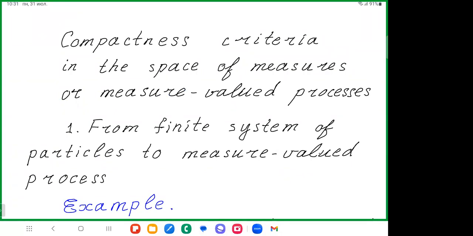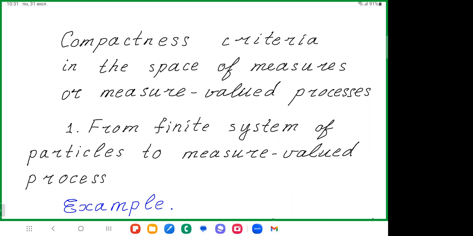So in these lectures, we will discuss one approach to describing the evolution of interacting particle systems with a large number of particles in random media. We will discuss the following problems. Firstly, we have to understand how we will describe the large amount of interacting particles.